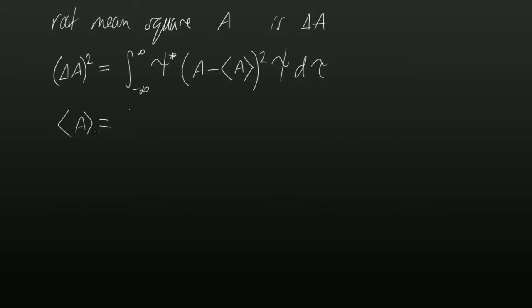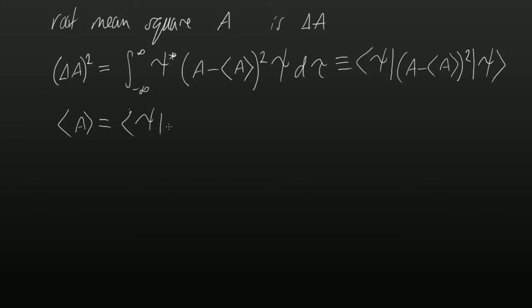I should just say first, before I say what that is, this is equivalent to this integral in Dirac notation. So this expectation value in Dirac notation is something like this. These are brackets. That is a bra, that is a ket.